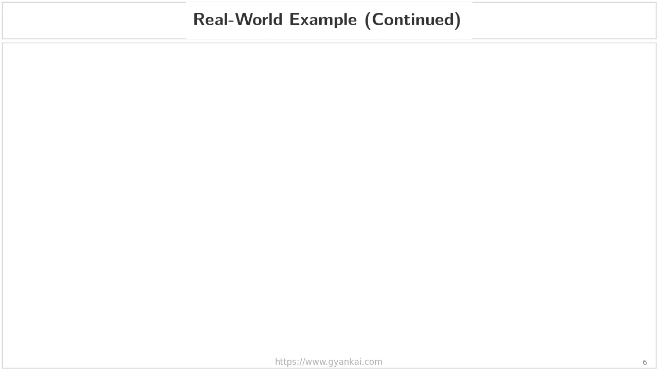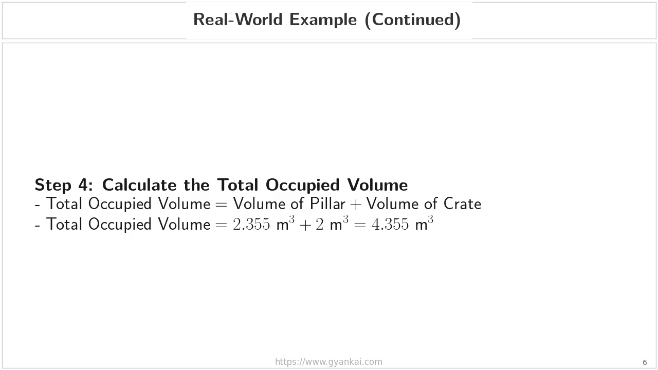Real-world example continued. In step 4, we calculate the total occupied volume. To do this, we simply add the volume of the pillar to the volume of the crate. Looking at our previous calculations, that is 2.355 cubic meters plus 2 cubic meters, which gives us a total occupied volume of 4.355 cubic meters.